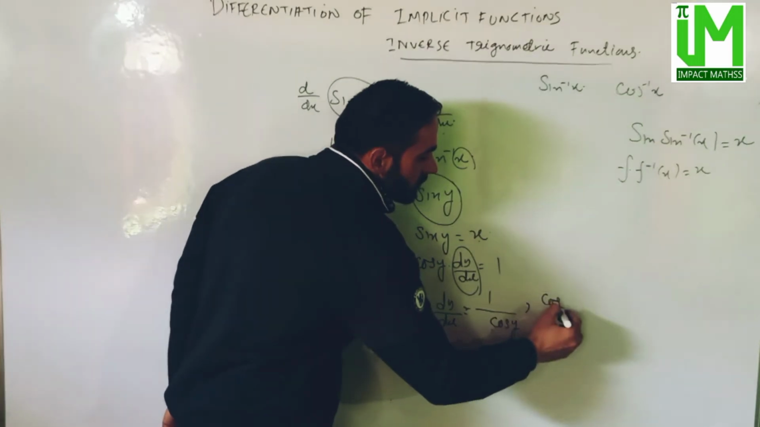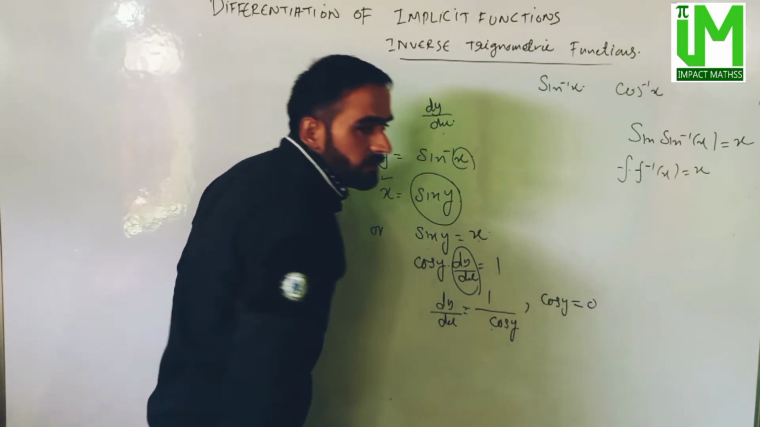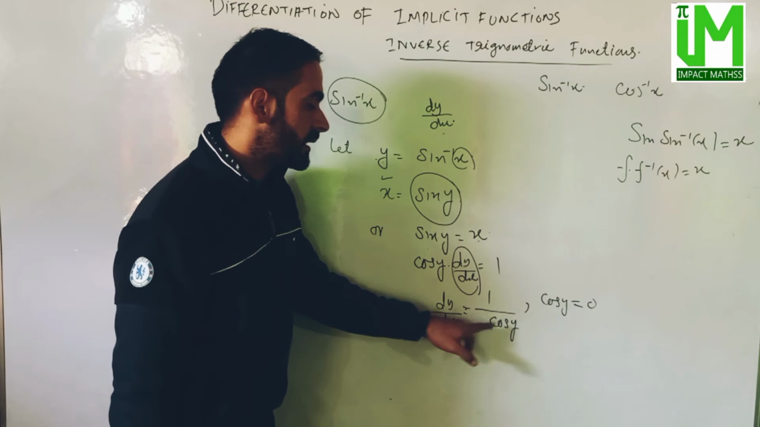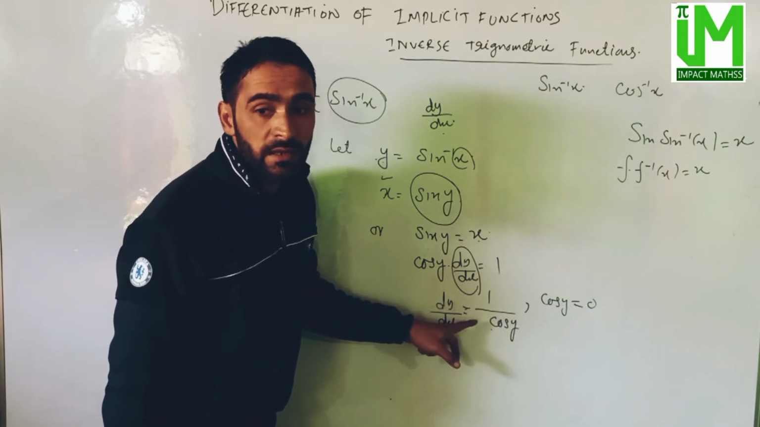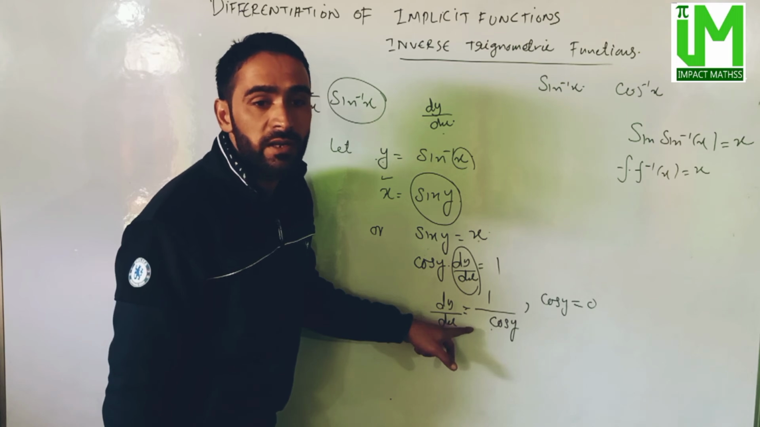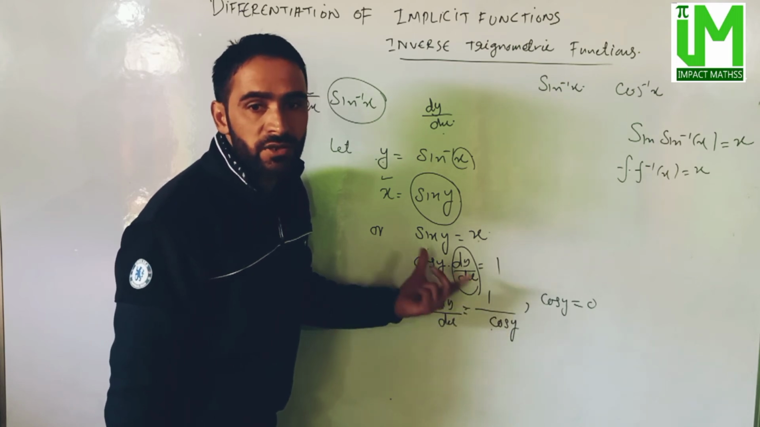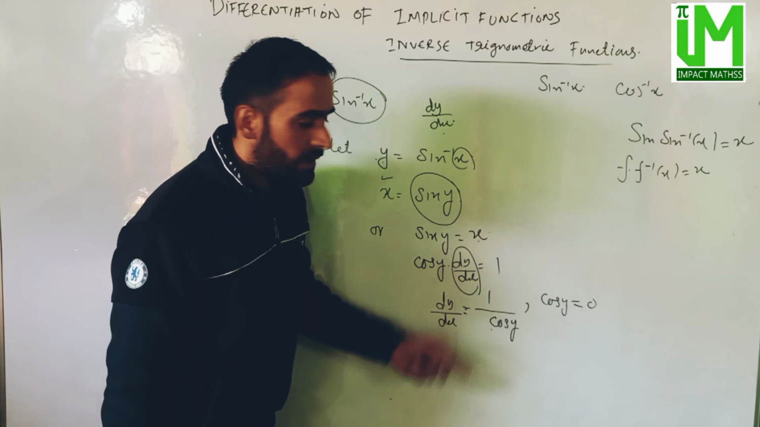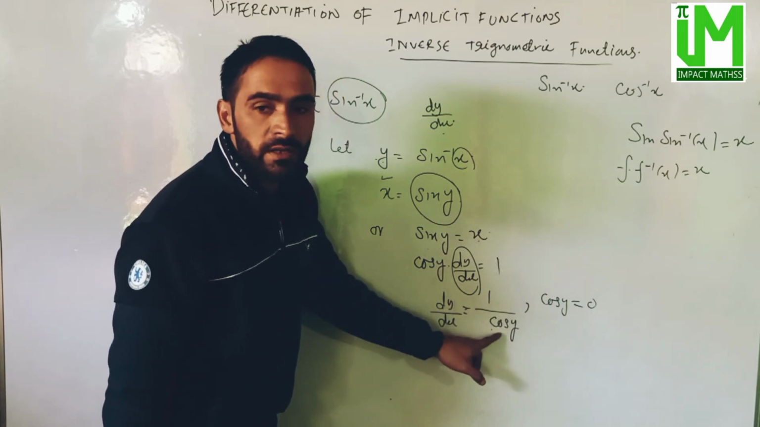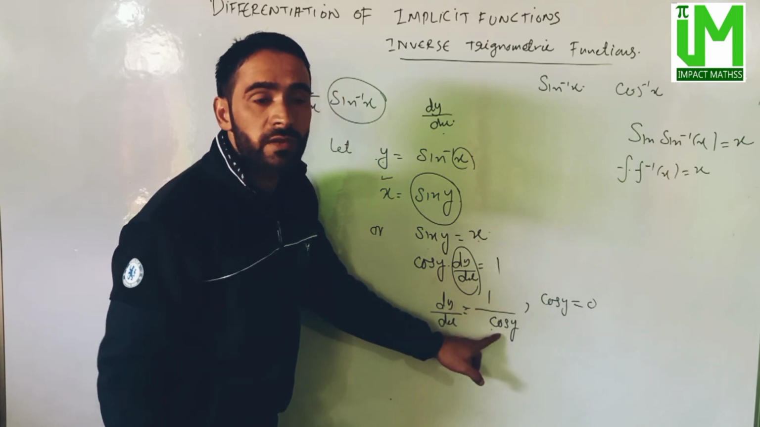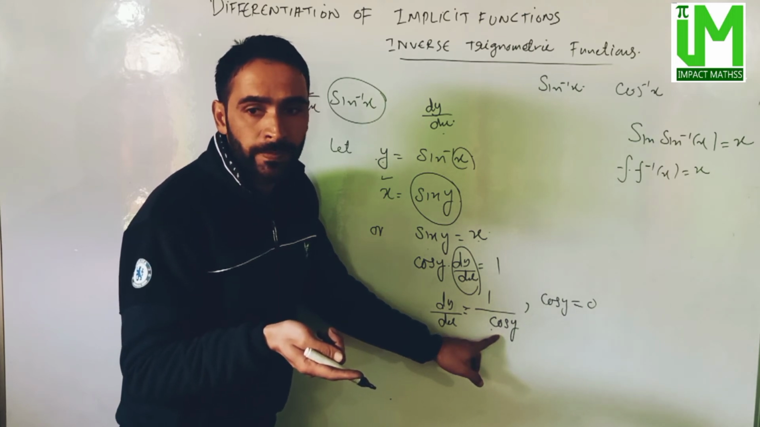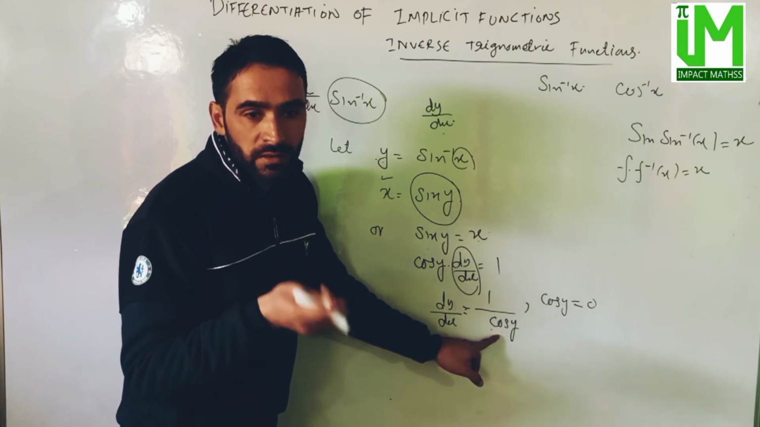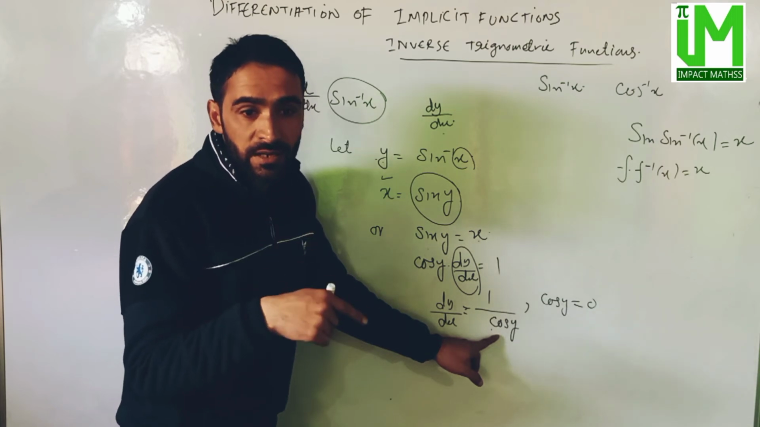Obviously this value exists only when cos y is not equal to 0, because in that case this will turn out to be undefined. Cos and sin are defined for every real number, but here we have cos y in the denominator, and cos y equals 0 at 90 and minus 90 degrees.